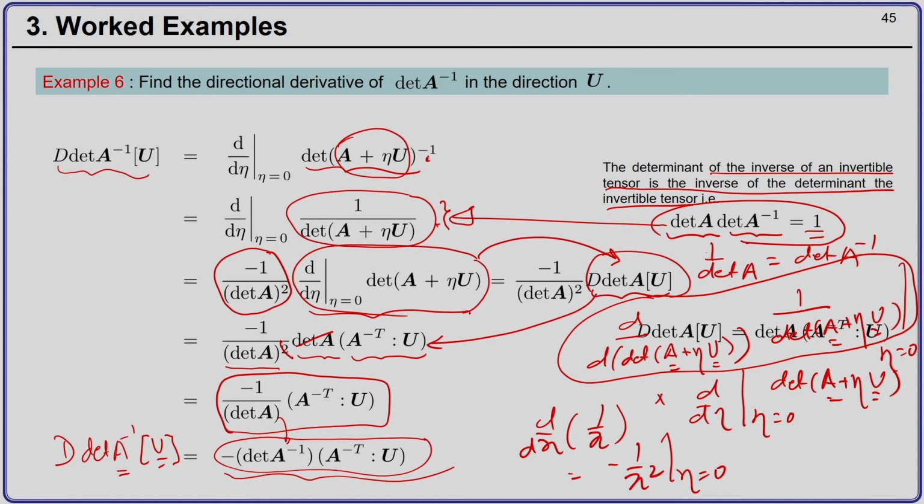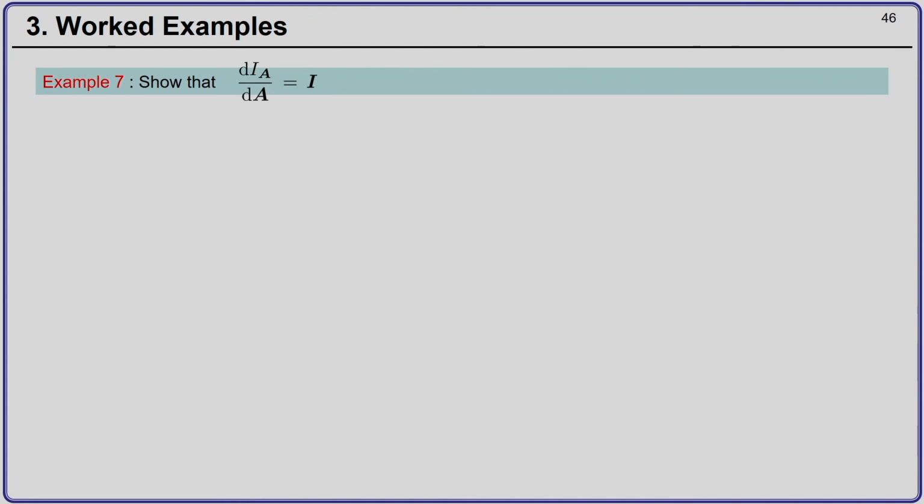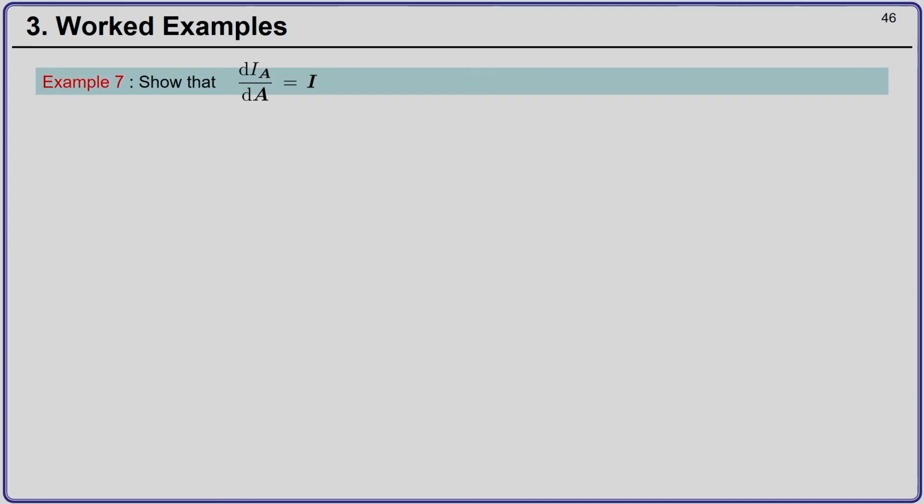So, moving on to our next example. The next three examples that we will do will come handy when we are discussing the constitutive relation for compressible hyperelastic material. In hyperelasticity, it will be very handy if you remember these proofs. So, there, instead of deriving these proofs, we will directly use the results that we will derive in the next three examples.